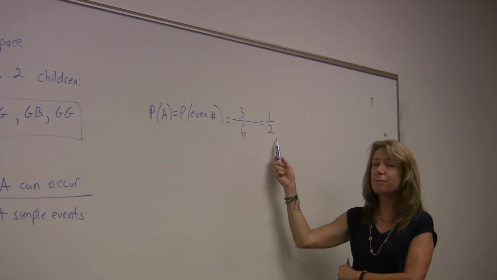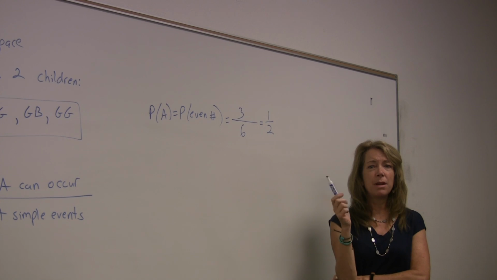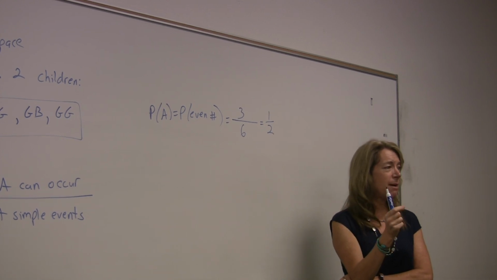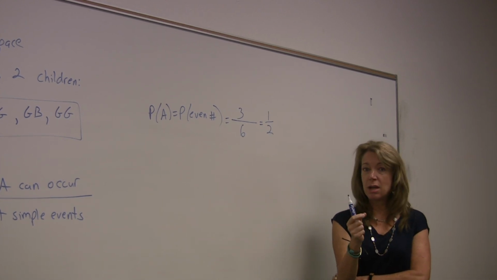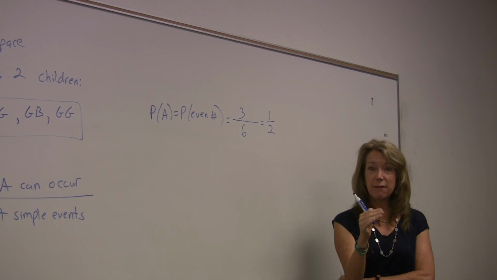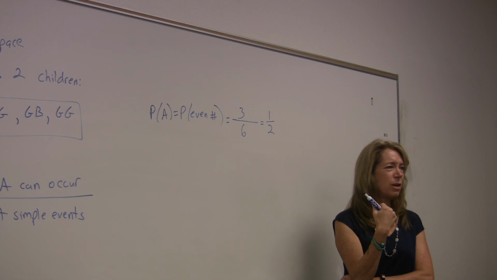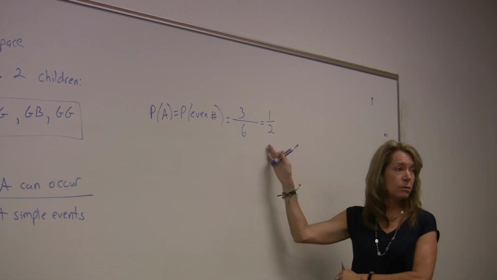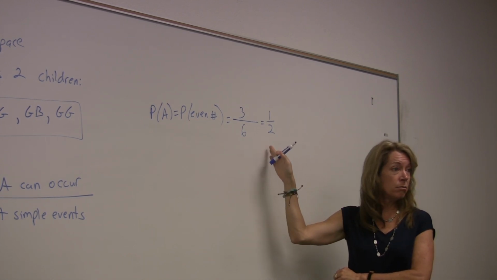A warning. When you're doing these on my stat lab, make sure you read the directions. There's times when they want your answer as a fraction. There's times when they want it as a decimal. There's times when they don't care. But sometimes they're very specific, so make sure you read that so you know which one they want. So that's a number between 0 and 1?